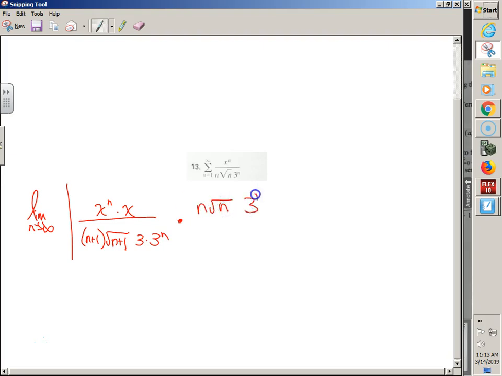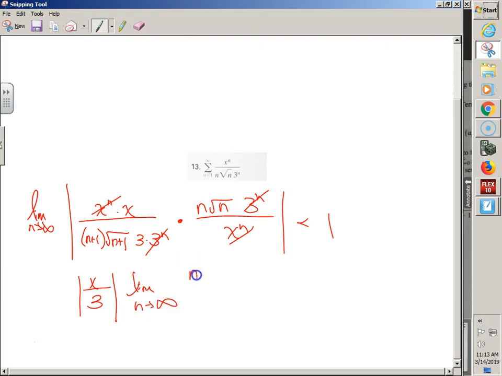9 square root of n, 3 to the n, all over x to the n, less than 1. He goes away, he goes away, he goes away, he goes away. Extra stuff. Okay, can't I pull out my x over 3, right? No n's in x, no n's in 3, and then I have the limit as n goes to infinity. All right, who's left? n square root of n all over n plus 1 square root of n plus 1.